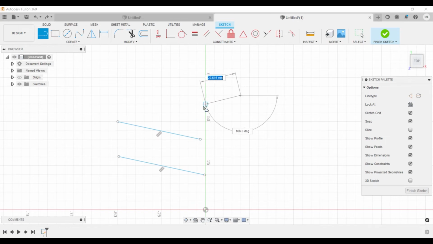Add a third line and go for the perpendicular constraint. This constraint will put the line at a 90-degree angle toward the other line. Select the line, then select other geometries. Now we have two constraint symbols on the original line.